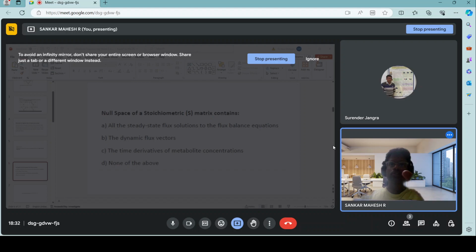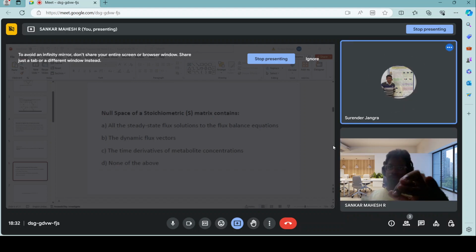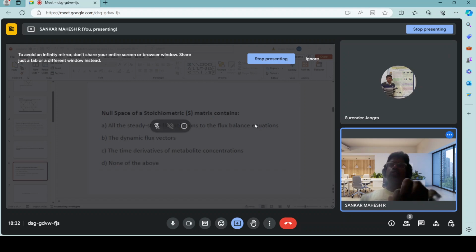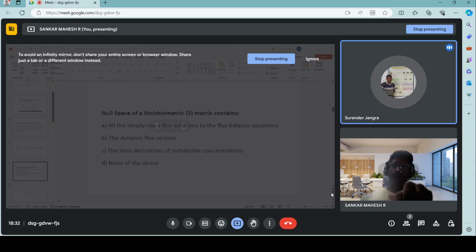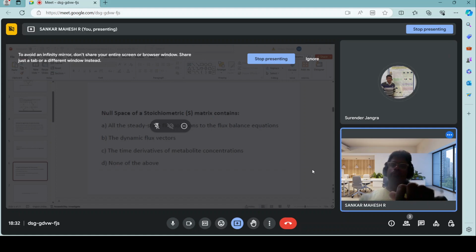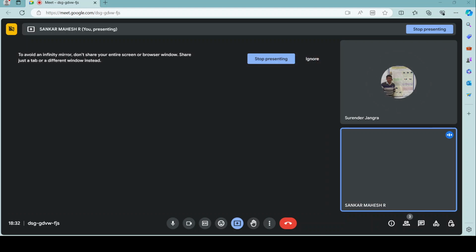Was that clear? Okay. So yes, it's the steady state flux solution. That's the answer. What we get from the null space of the stoichiometric matrix is, at steady state, what is the flux value for each of the different fluxes that can possibly enter or exit the system? So the right answer is option A. All the steady state flux solutions to the flux balance equations. This is what is contained in the null space of the stoichiometric matrix.